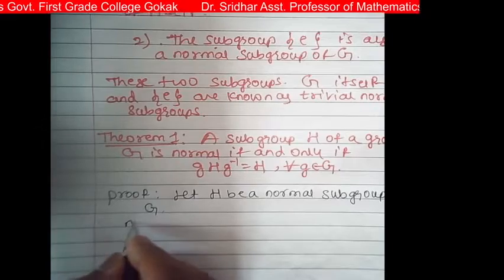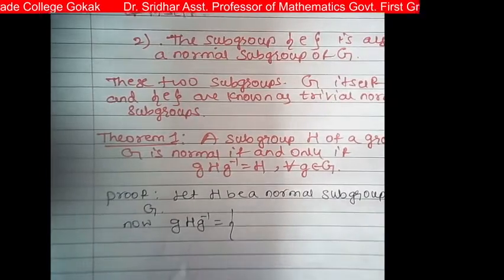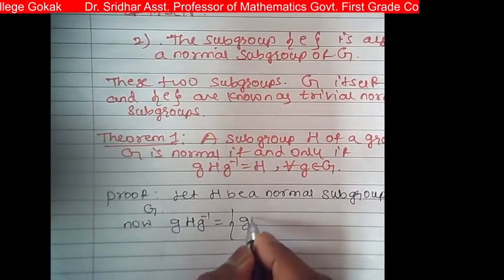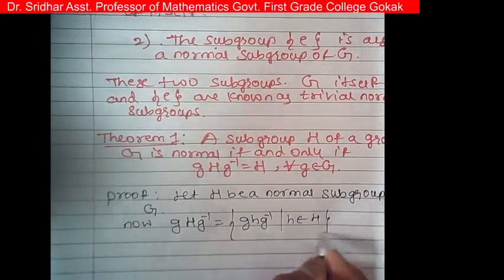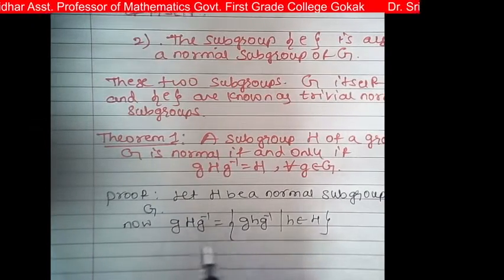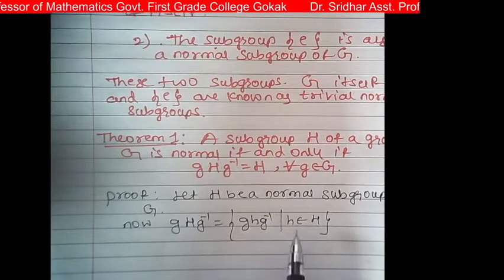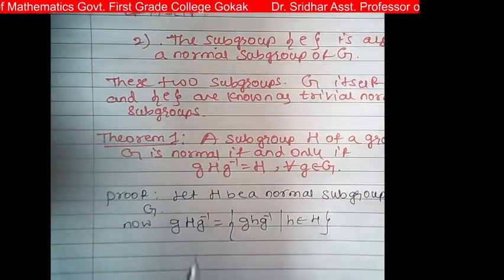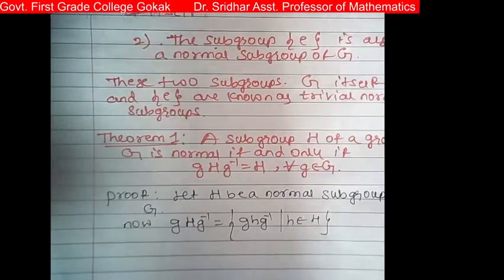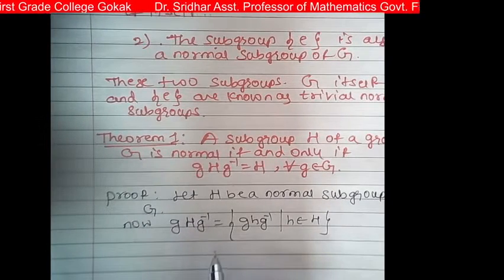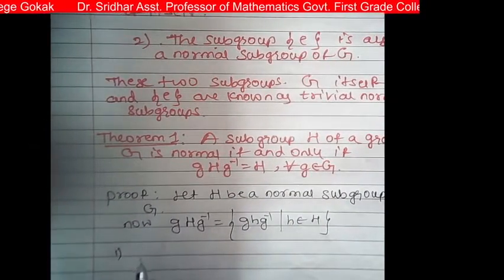As I already told, GHG inverse is nothing but the set which contains the elements of the form g h g inverse such that h belongs to H. Now we consider this set. What we have to show is GHG inverse is equal to H. To prove this, we show GHG inverse is a subset of H.